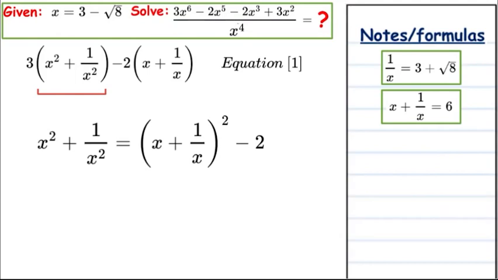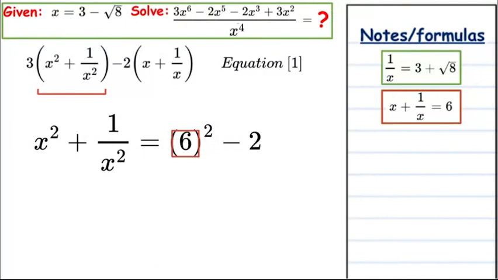Now let's go a little further with x squared plus 1 over x squared. Let's recall that we have x plus 1 over x equals 6. We can substitute it in here. We will get 6 squared minus 2. We know that's going to be 36 minus 2, which is 34. So we have all the internal requirements now. We have the x squared plus 1 over x squared, and we also have x plus 1 over x.